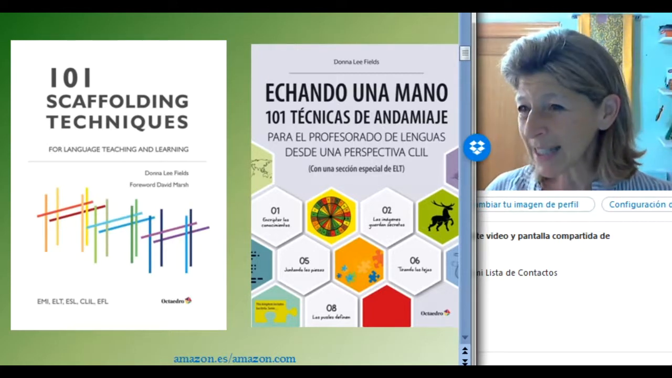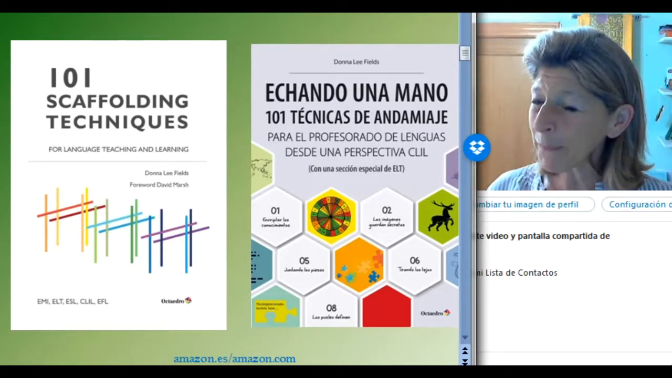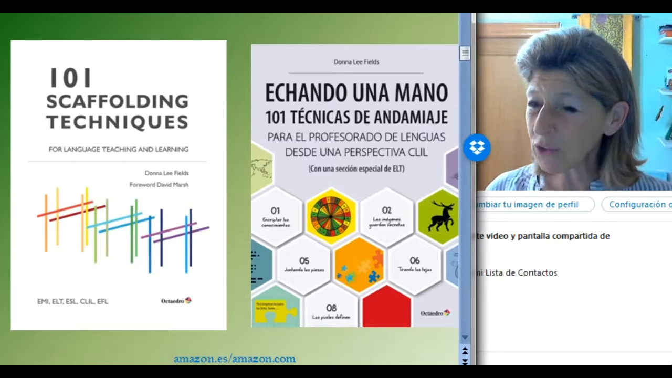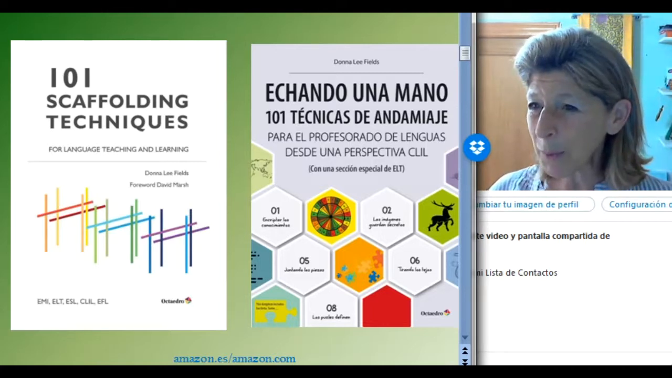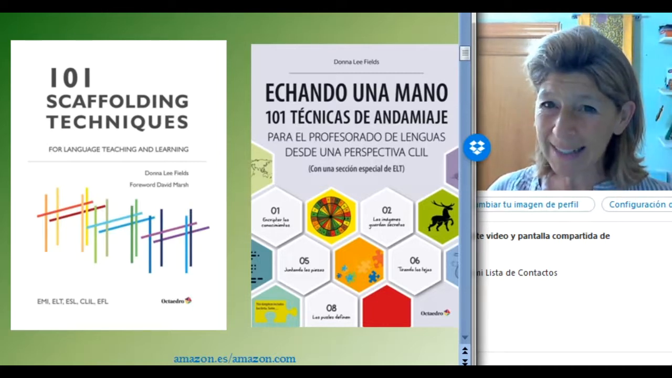And scaffolding, we can just say, is a way to make information easier for our students so that it's enjoyable and the learning goes deeper because it's assimilated more easily.